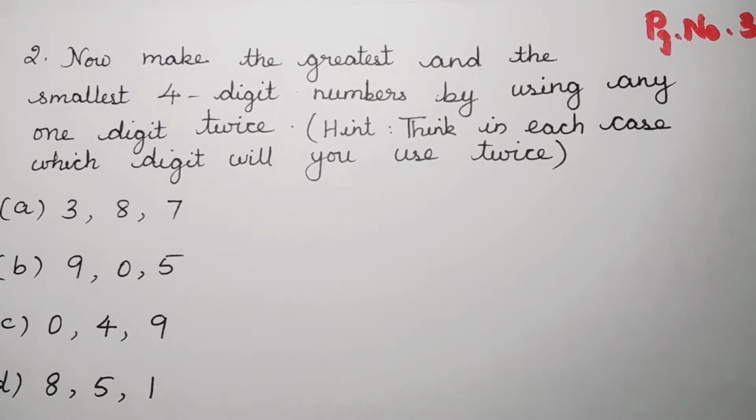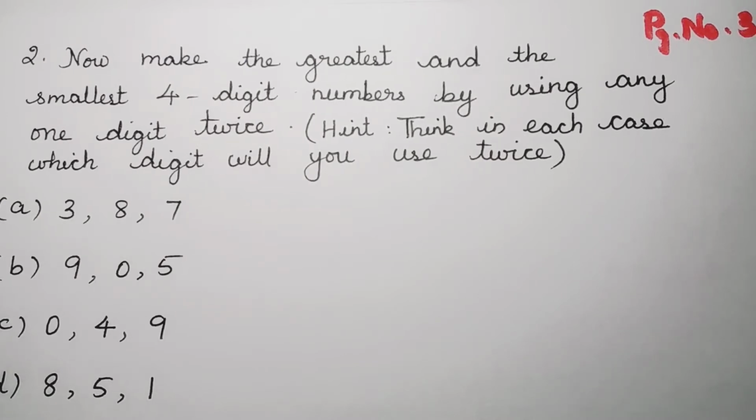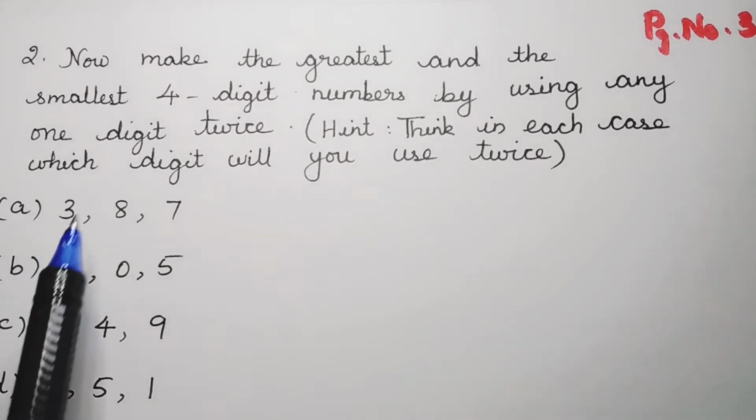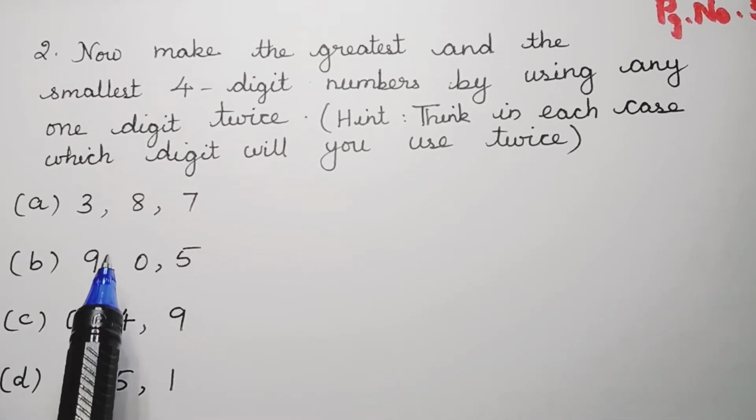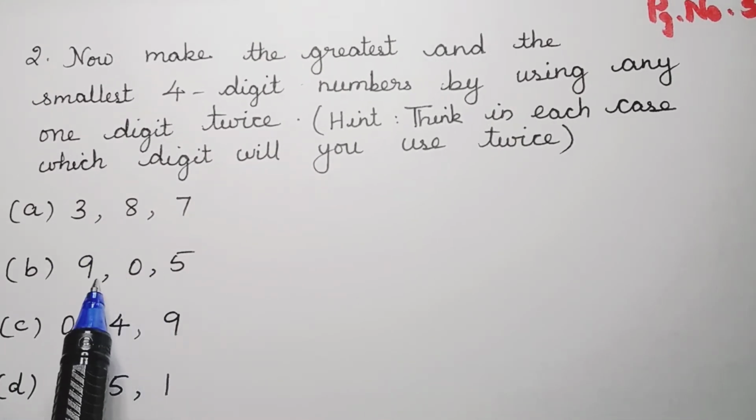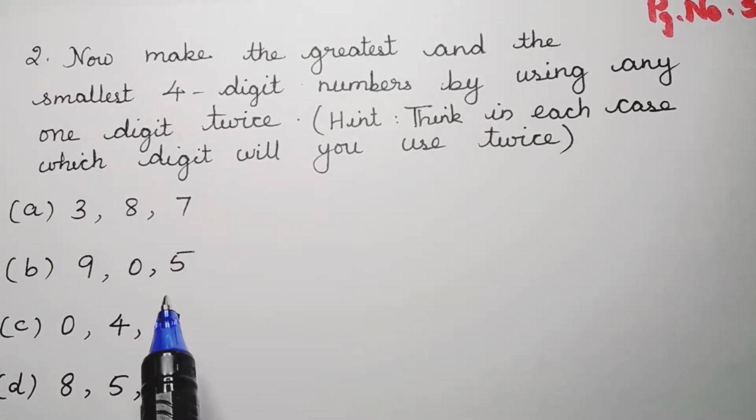Page number 3, question number 2. Now make the greatest and the smallest 4-digit numbers by using any one digit twice. What you can do, you can use any one digit twice, because only 3 digits are given here. Look at the question: only 3 digits are given, so you have to make 4 digits. So obviously you have to use any one digit twice.